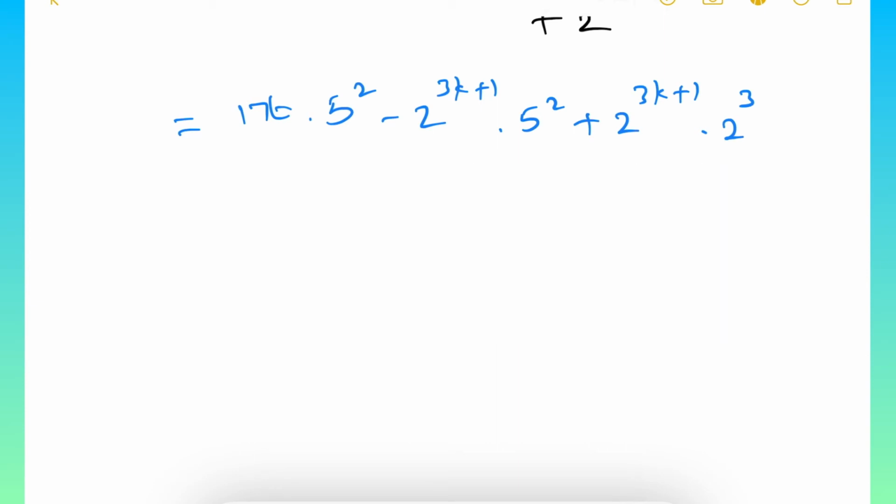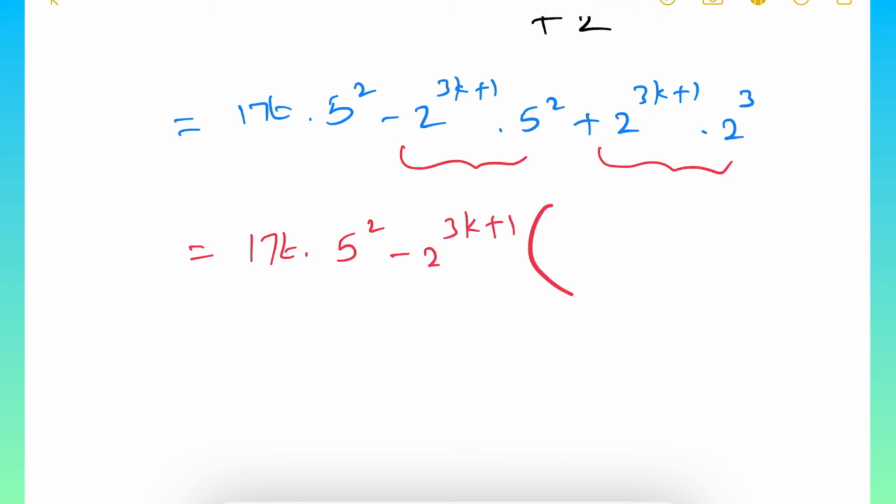So that's why I did it like that. So now 17t into 5 square as it is. From the second term as well as from the third term, I will take out minus 2 power 3k plus 1 common. Then we remain with here 5 square. Here plus is there, but I took minus common. So minus 2 power 3.